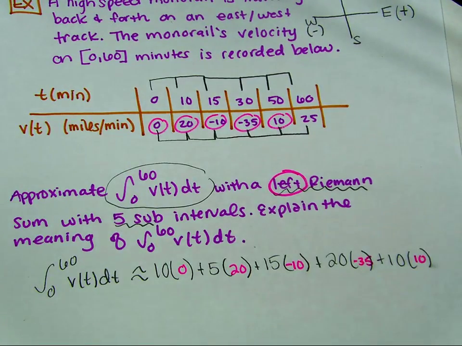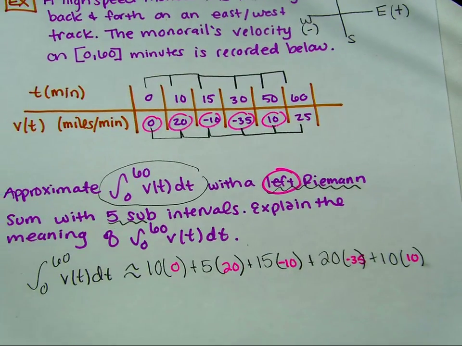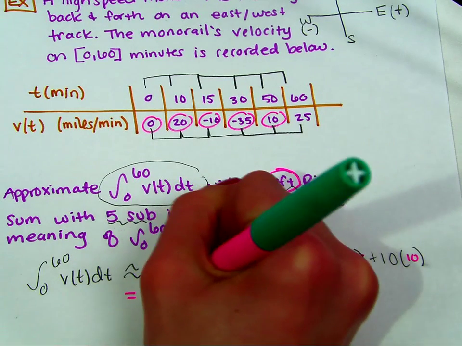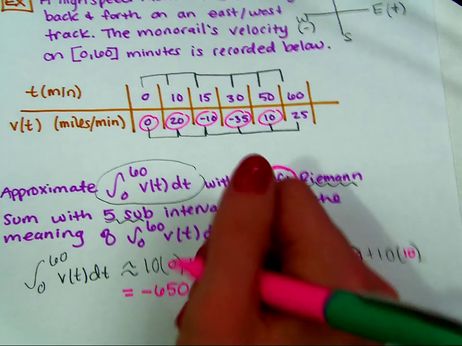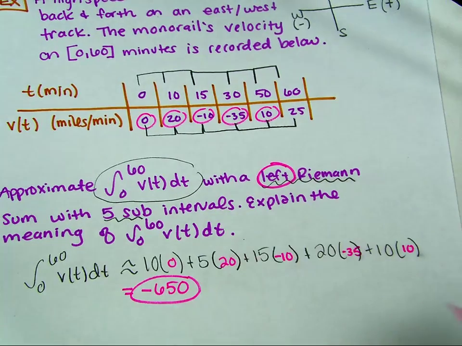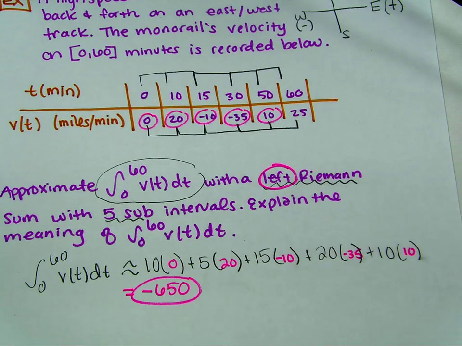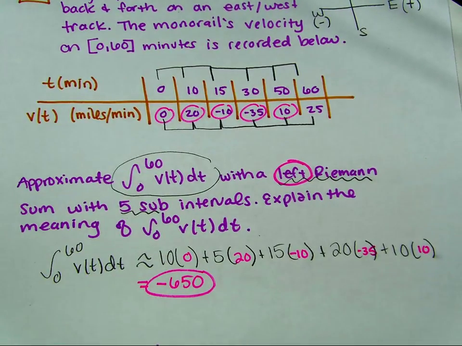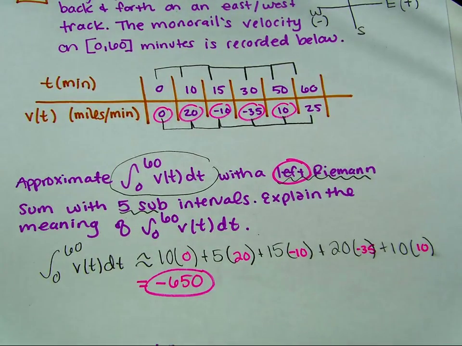If we put those numbers in, we could put that in a calculator, and I believe the answer works out to be negative 650. All right, so that's the answer to the Riemann sum. But then it said explain the meaning of that integral. So we have an answer, we have this integral, we have to talk about what this negative 650 means.